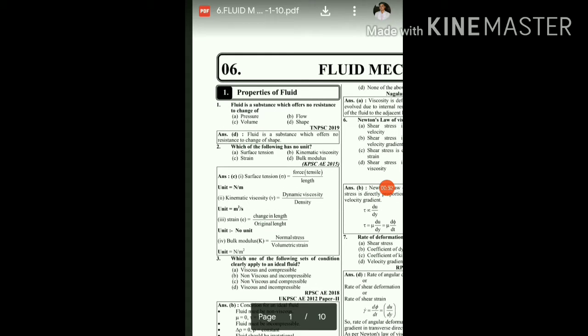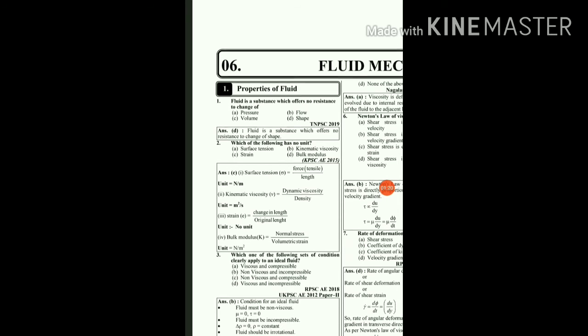Question number 1 is: a fluid is a substance which offers no resistance to change of. Options are pressure, flow, volume, shape. So here the correct option will be option D. As you all know, a liquid is a kind of substance which will occupy the shape of wherever you pour it. If you pour a liquid in a glass, it will take the shape of the glass. If you pour a liquid in a jar, it will take the shape of the jar. So the correct option will be D: it will not offer any resistance to the shape. So option D will be the right answer.